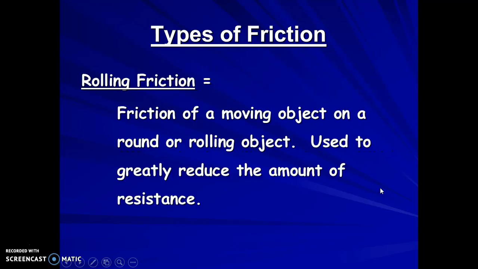Rolling friction is the friction of a moving object on a round or rolling object. This would be any sort of car when it's moving, not when it's trying to stop, but when it's actually moving down the road. A toy car, anything that has wheels is generally a really good example of rolling friction.